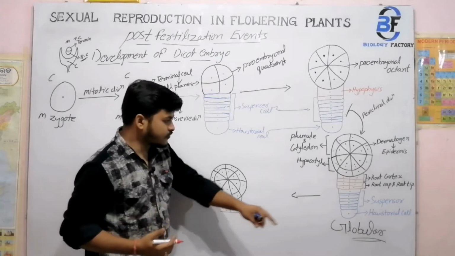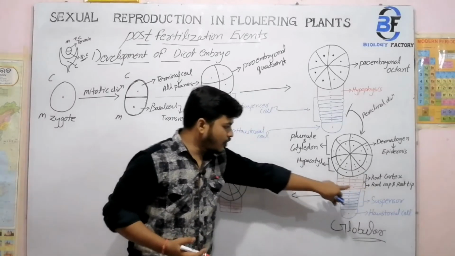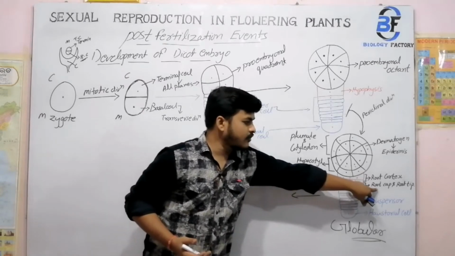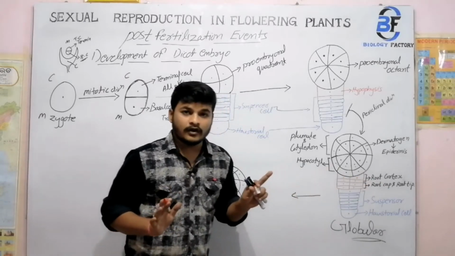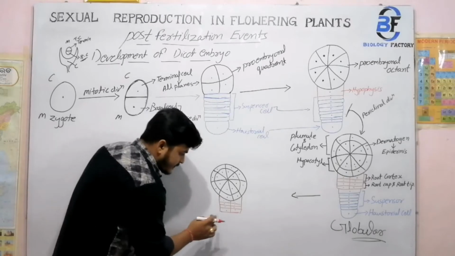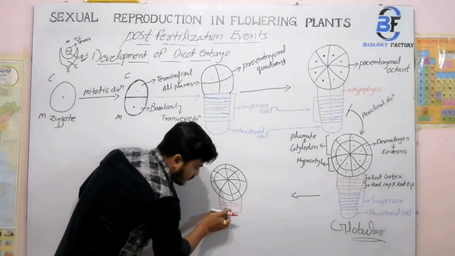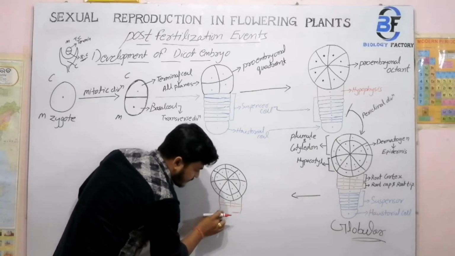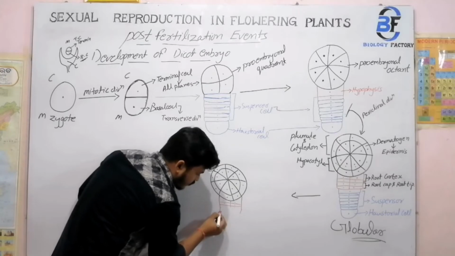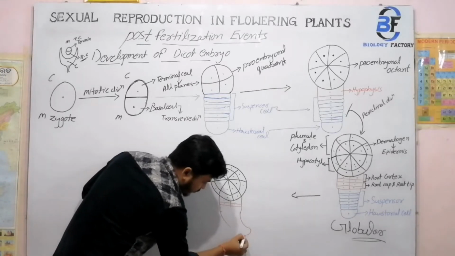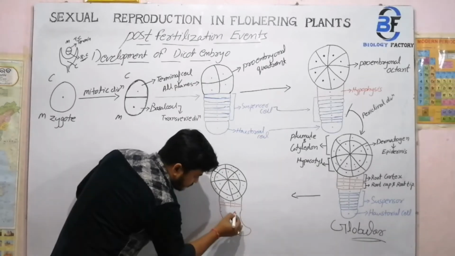So what have we studied so far? We studied that the lower cells which are attached to your suspensor change to form your root cap and root tip. We all know that. So the cells over here, that means your root cap and root tip cells, are going to divide rapidly and they bend a little bit. As they are roots, they bend a little bit and form a structure like that.